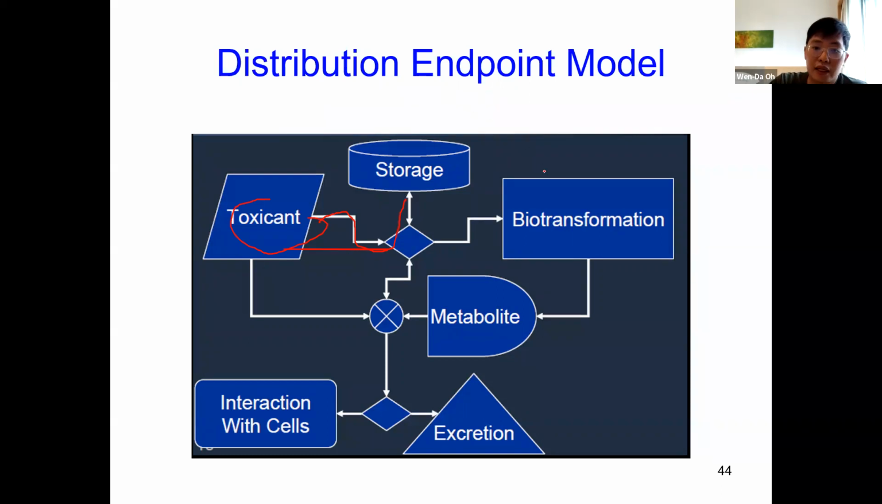Your toxicant can actually be biotransformed. It can go into your liver, and then it can be transformed into something that is less toxic. It can be transformed into a metabolite, and after that, it can be excreted. And the worst case would be the toxicant interacting with the cells. When it interacts with the cell, you have the effects, right? The effects from the interaction can come in different ways.